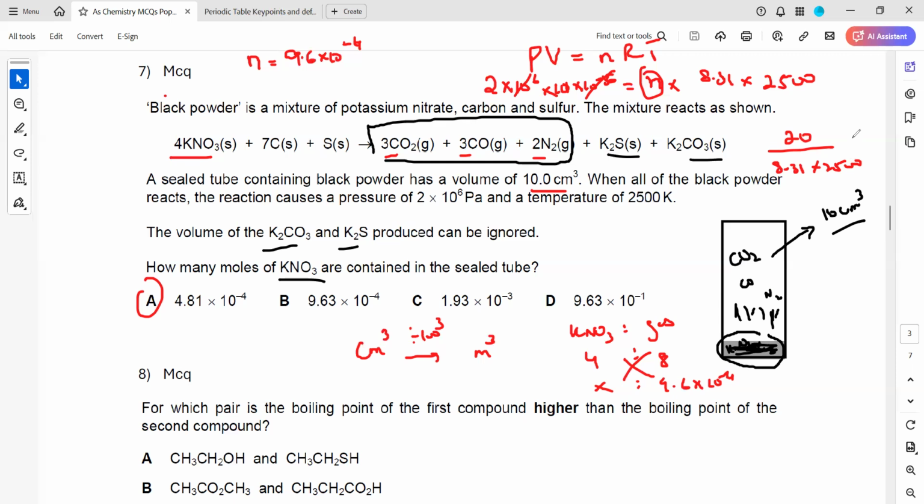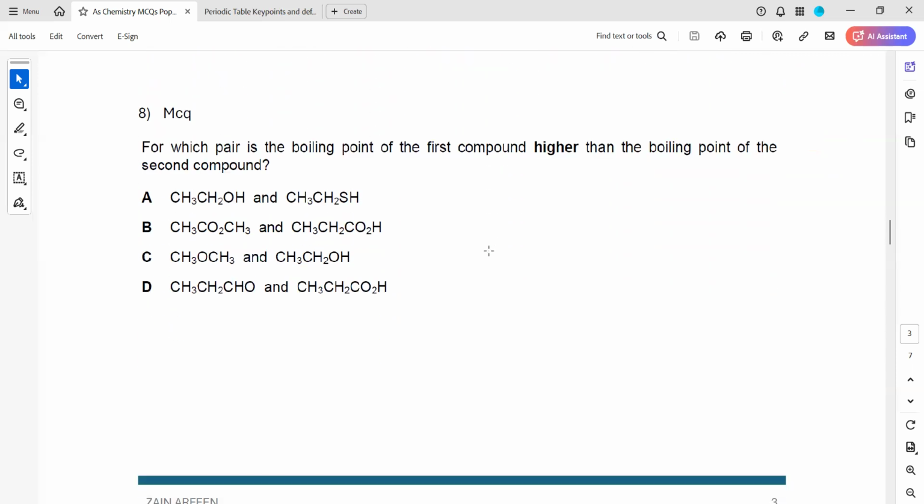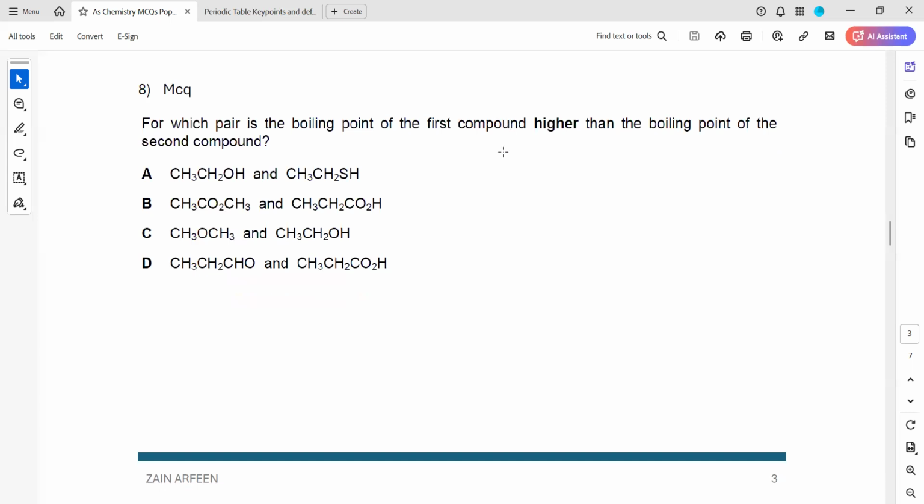So that will be 9.6 times 10 to the power negative 4. And then, using the ratio between the gas and the potassium nitrate, which is 1:2, you will know the moles of potassium nitrate. That's how we worked out the moles of the potassium nitrate. So first, working out the moles of the gas, and from the moles of the gas, we worked out the moles of potassium nitrate. Question 8, any doubt?